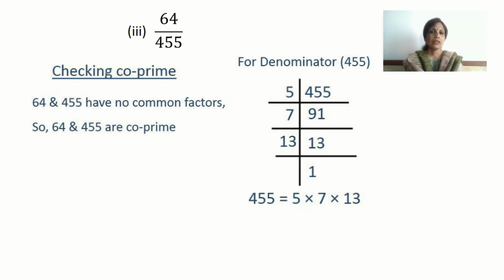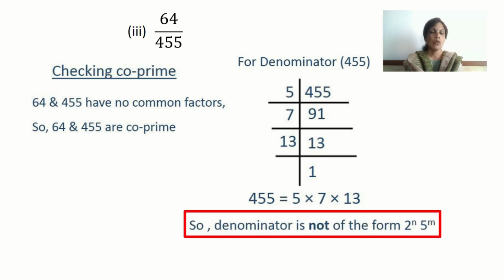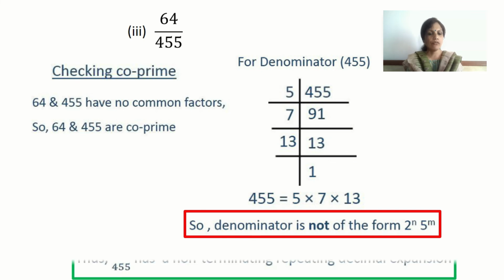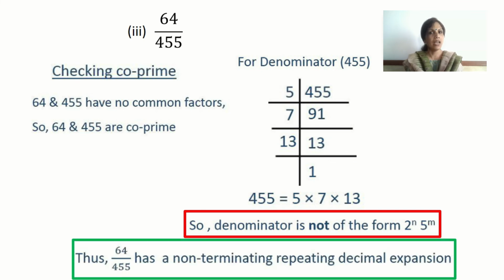Now we can check out that the denominator is not of the form 2 raised to n 5 raised to m. We have only 5 there. 2 is missing. Since it is not of the form 2 raised to n 5 raised to m, therefore the decimal expansion of 64 upon 455 is non-terminating and repeating. Alright, so if any given fraction follows the two rules, that the numbers are co-primes and the denominator of the fraction is of the form 2 raised to n 5 raised to m, it is terminating. Alright, let's move ahead and solve the next sum.